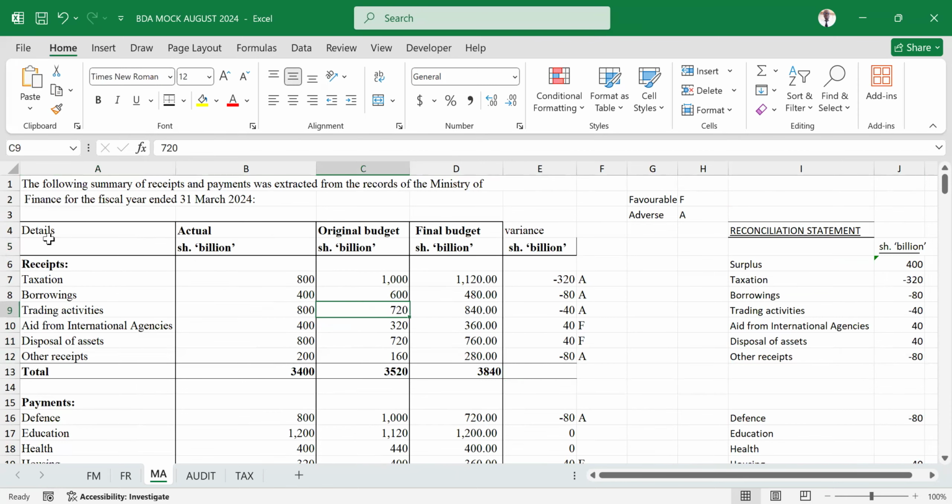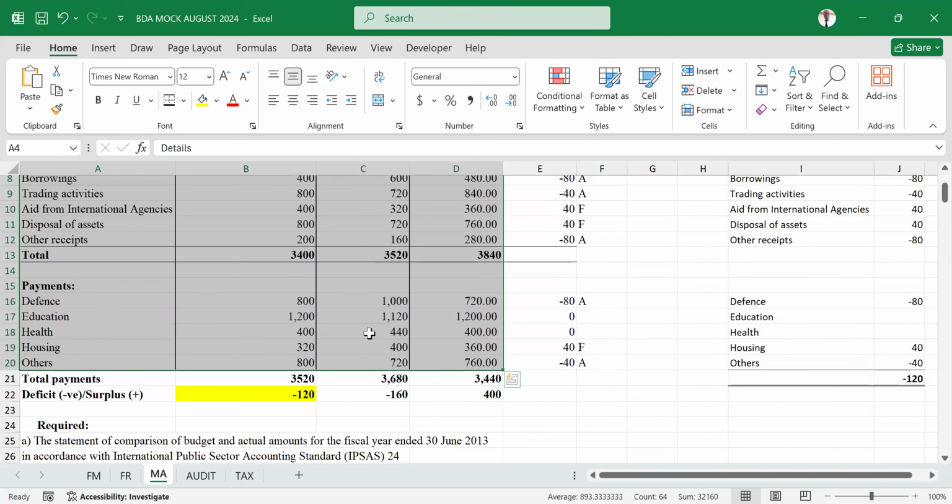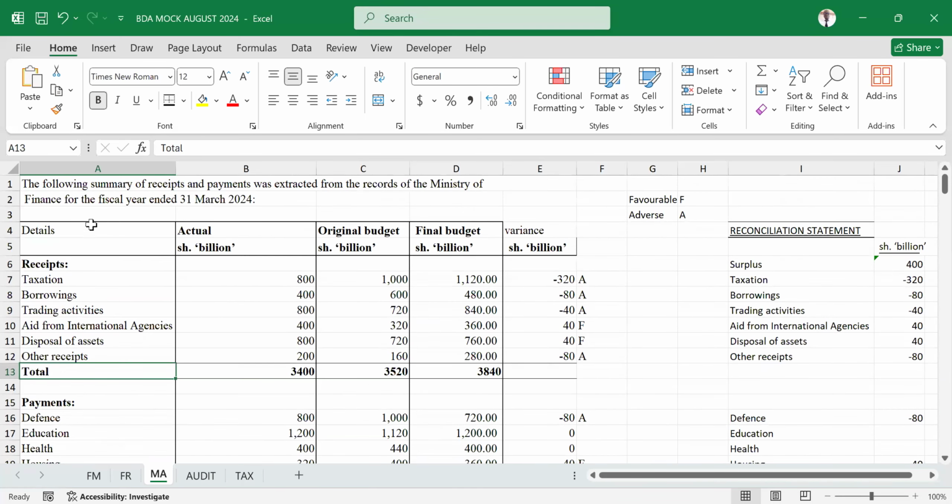The way it is, if you go ahead to highlight this data and insert a chart, you'll get a very, very crooked chart. Why? You have spaces, you have different titles which Excel might not understand. Because when you're inserting a chart, a graph, you need to have the variables clearly defined. And Excel will pick this as a variable. For example, details. It will pick details as a variable. It will pick actual and shillings in billion as a variable. It will pick original budget of this amount as a variable. So we have to put it in a manner that Excel understands so that we insert a chart that will correctly depict what we want to present.